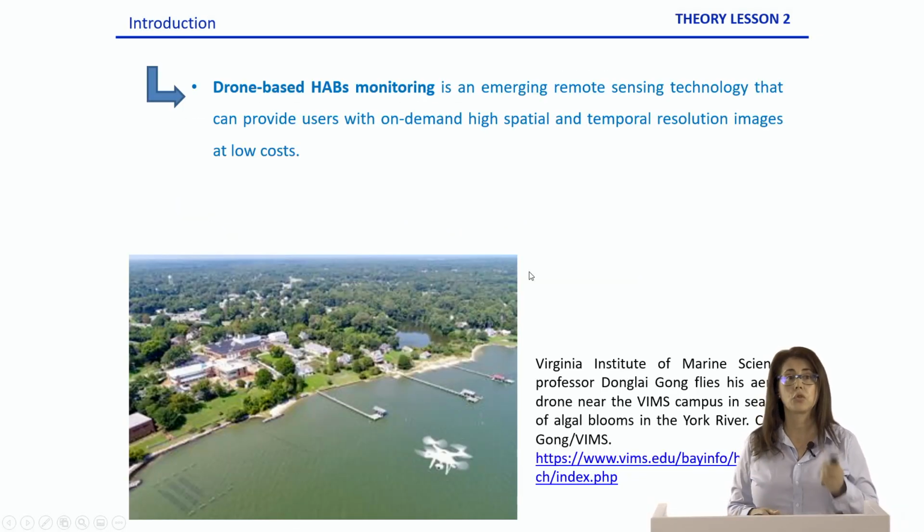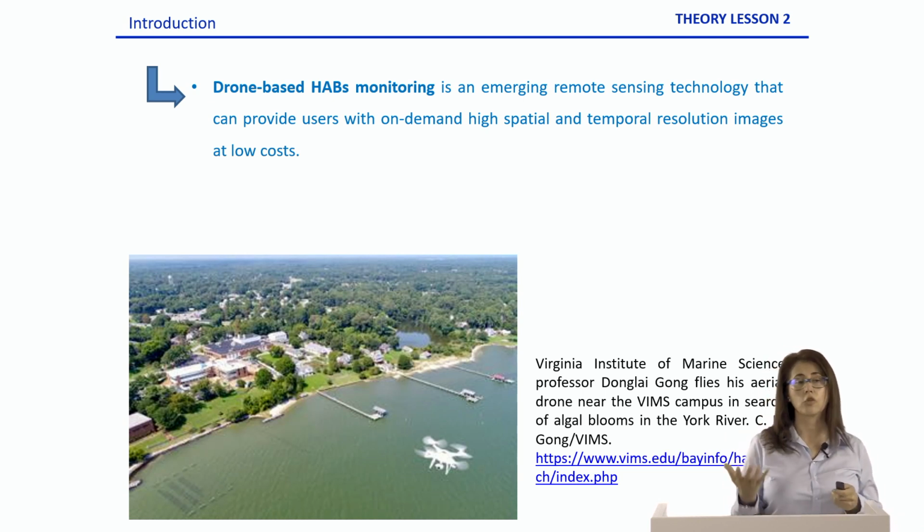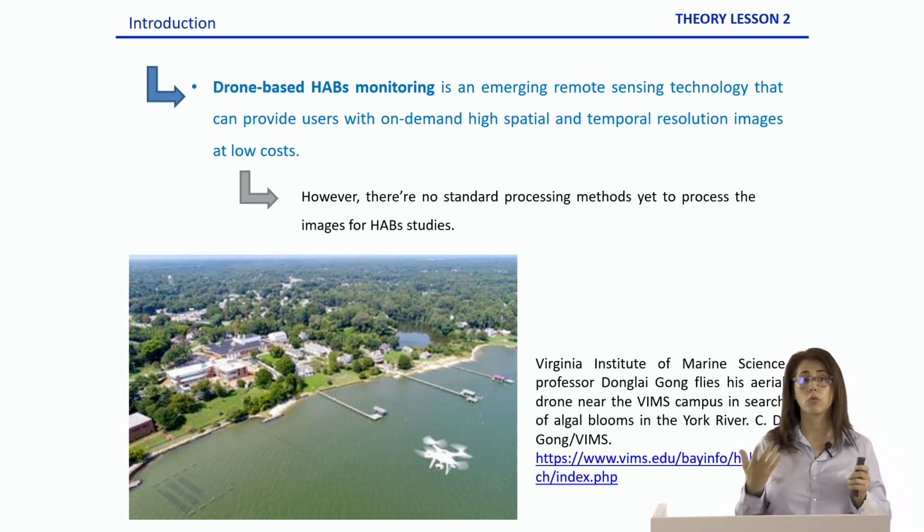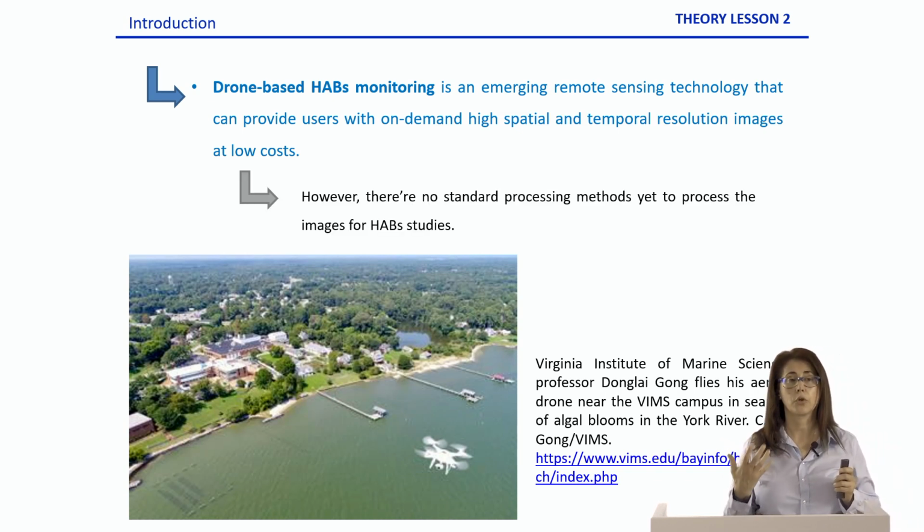But just for you to know, drone-based HABs monitoring is an emerging remote sensing technology that can provide users with on-demand, high spatial and temporal resolution images at low cost. So it has a lot of potential. The problem with drones is that there are still no standard methods to process the images for HAB studies. So it has a lot of potential, but it's still an emerging technology.